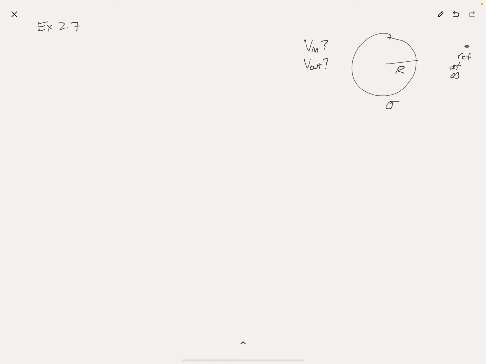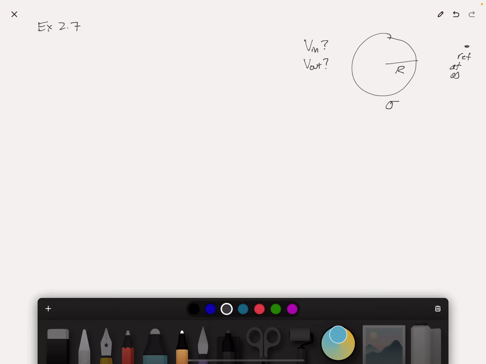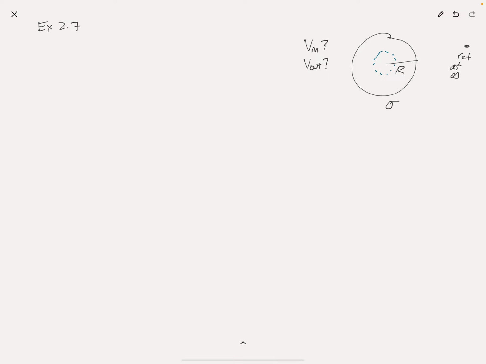All right. So if I were to draw some Gaussian surfaces, let's do that, in a different color. A Gaussian surface inside of my sphere. Well, my sphere has no charges inside. It's just a shell. So if my Gaussian surface is smaller than my sphere, for r less than R, that electric field is 0.